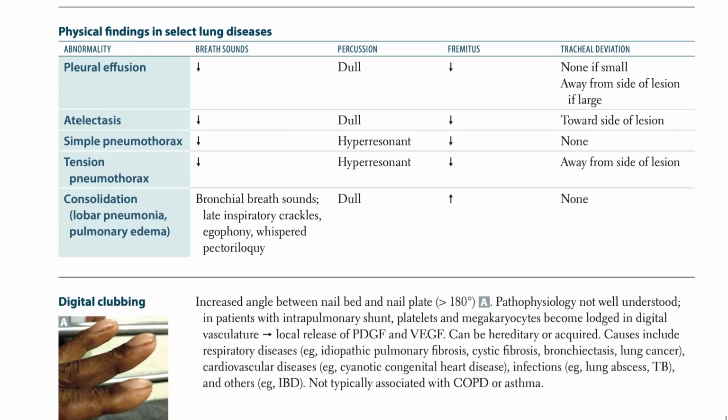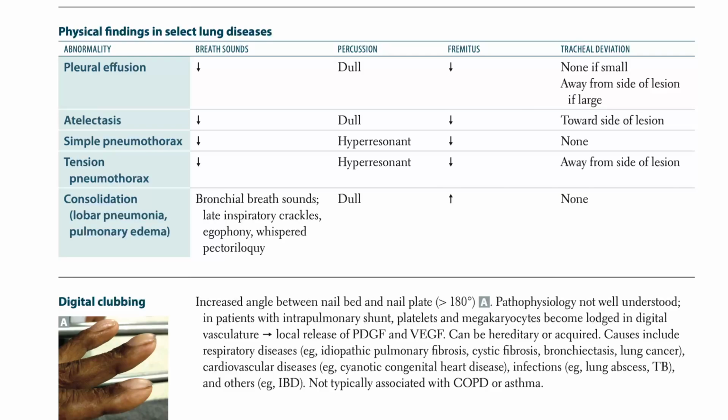So what are the physical findings in select lung diseases? What are the abnormalities first? Well, the abnormalities here are: pleural effusion, atelectasis, simple pneumothorax, tension pneumothorax, consolidation, which is basically lobar pneumonia, and pulmonary edema, right?